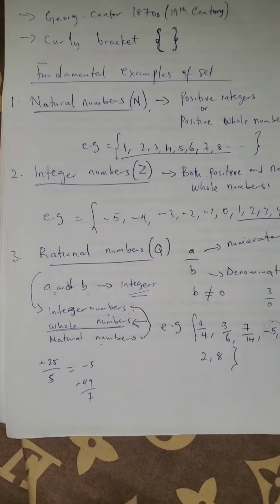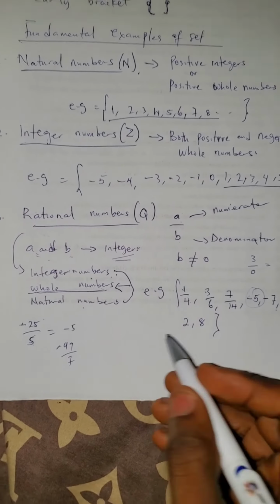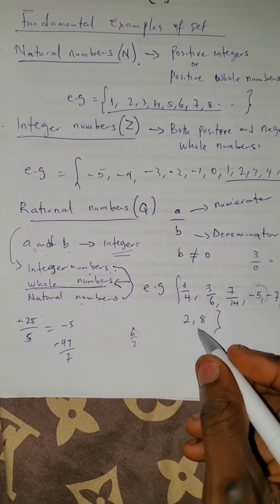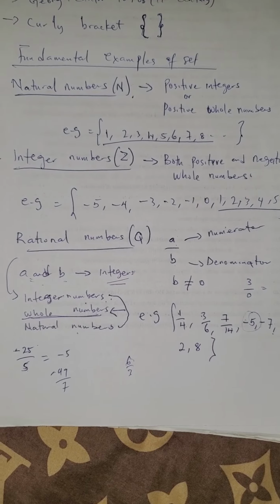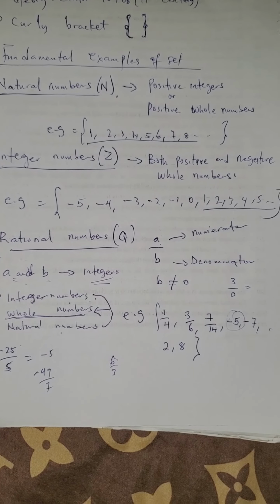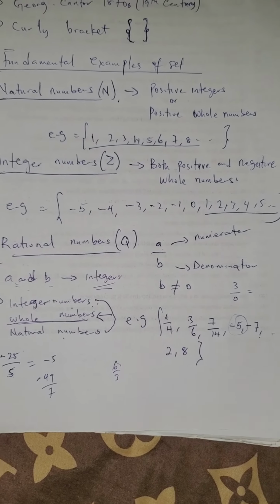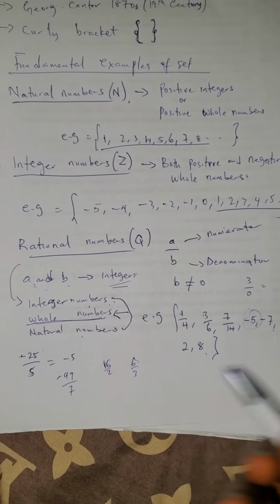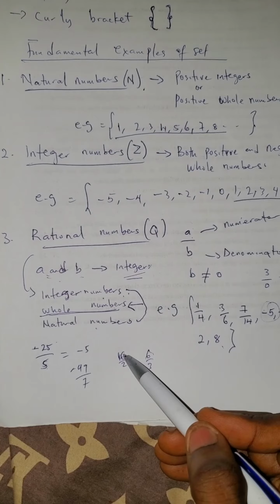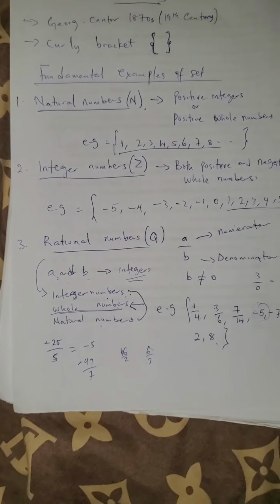Now you just have to understand the fact. Even for these two, I can say 6 over 3, which will give me 2. Let me say 16 divided by 2 as well. 16 over 2 will also give us 8. So these are rational numbers. Can you see that it is numerator over denominator? So they are rational numbers.